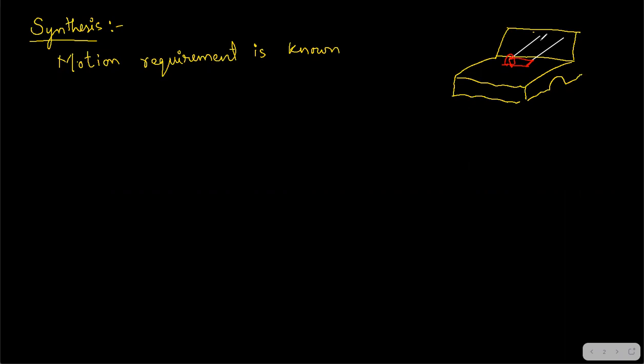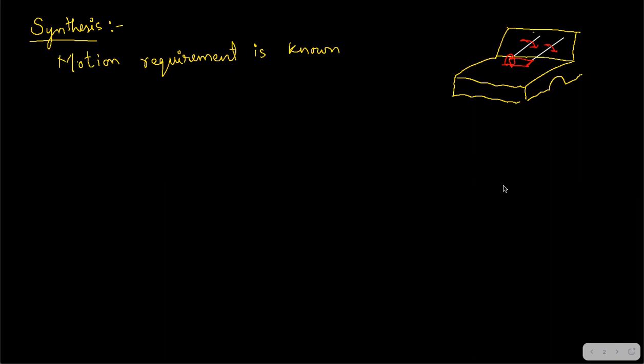So I know the requirement. What is the requirement? This entire area has to be covered. The windshield area has to be covered. That is the requirement. So what is the motion requirement? I need some wipers to oscillate. It means I need a link to oscillate from that corner to this corner and from this corner to that corner, right? So motion requirement is known. What do I need to find out? I need to find out the dimensions of the links. How long should the link be and how many degrees it should rotate. Those are the things I need to find out in this case.